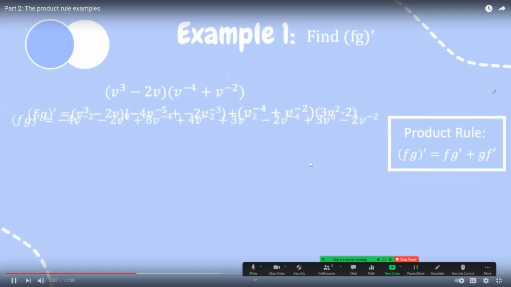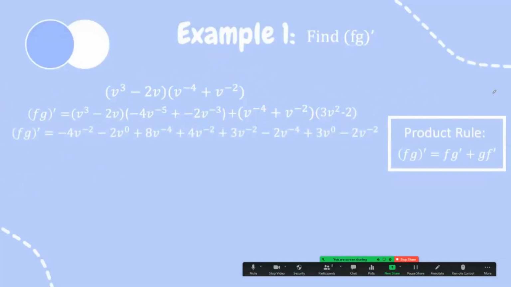Okay, that becomes negative 4v to the power of negative 2 minus 2v to the power of 0 plus 8v to the power of negative 4 plus 4v to the power of negative 2 plus 3v to the power of negative 2 minus 2v to the power of negative 4 plus 3v to the power of 0 minus 2v to the power of negative 2.